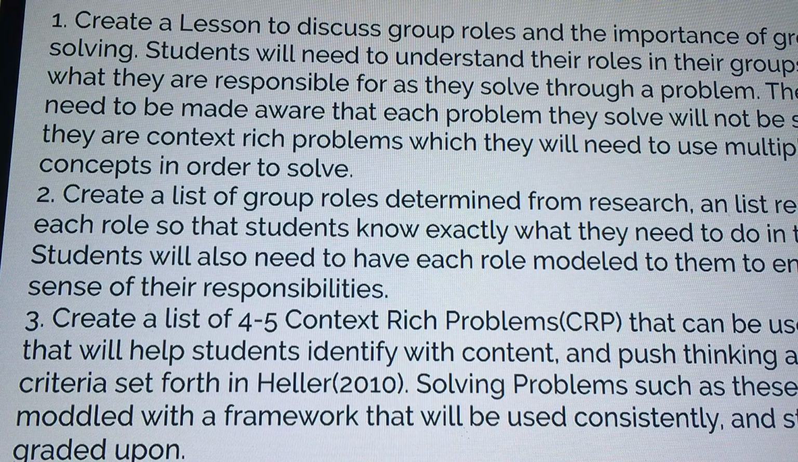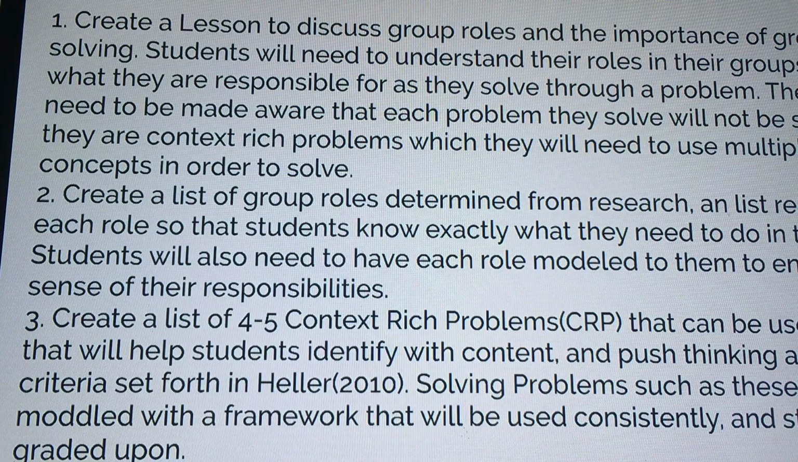Now, with that, I also had to create a list of group roles determined from that research, as you saw, from the Hellers. Those group roles were pretty solid, but I needed to add a fourth because I have groups of 4 in my class, and because I can't really jump down to groups of 3, just due to material sizes and amount of space in my room.